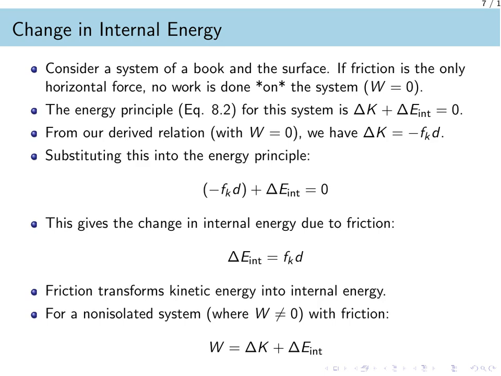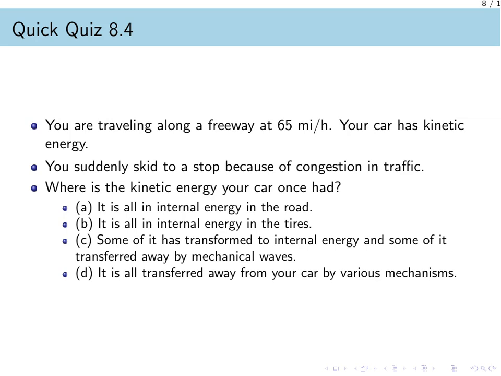The change in internal energy due to friction, delta E sub int, is equal to the friction force, F sub k, times the path length d. Friction transforms kinetic energy into internal energy. For a non-isolated system, where other forces do work, our full energy model becomes W equals delta K plus delta E sub int. Here's a quick quiz to check your understanding.